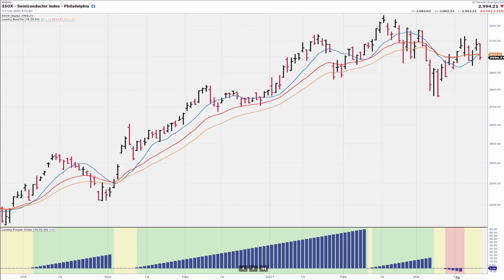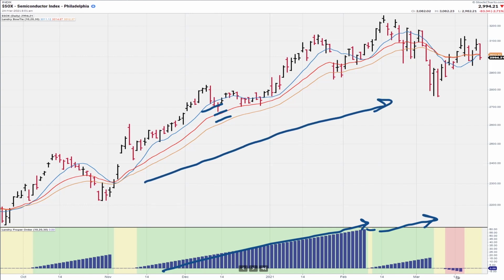Now, we talked about the semiconductor index last week, and the most obvious thing would be for it to roll over, but the unobvious thing would be for it to have a rally first. So let's take a look at it longer term. You can see nice uptrend longer term here, as evidenced by the proper order. It did have a little bit of yellow, but for the most part, it stayed green for a long, long time. Now, in more recent times, you can see it has lost steam.